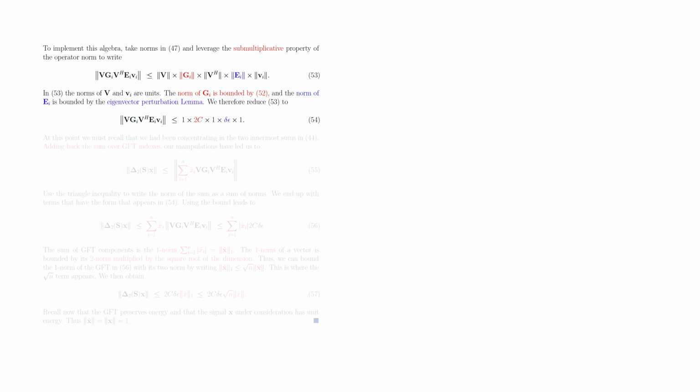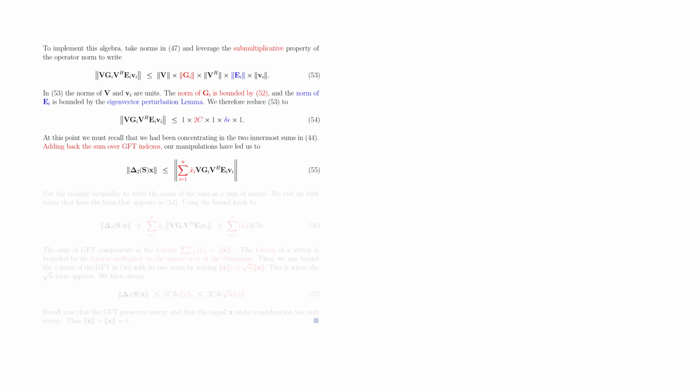The norm of the matrix G_i is bounded by 2C. This is the bound we have endeavored to establish. It is stated in 52. This is one of the critical observations to make in 53. The other critical observation to make in 53 is that the norm of E_i is bounded by the eigenvector perturbation lemma. That's the reason why we derive this lemma. The specific claim is that the norm of E_i is, at most, epsilon times delta. The bound is stated in equation 9. We can therefore bound 53 as in 54.